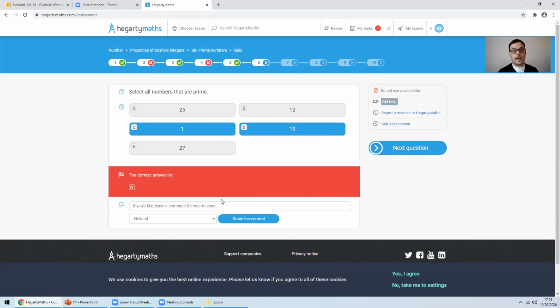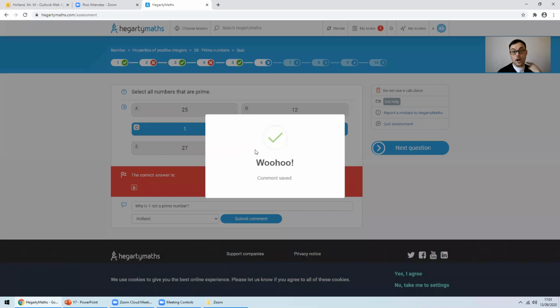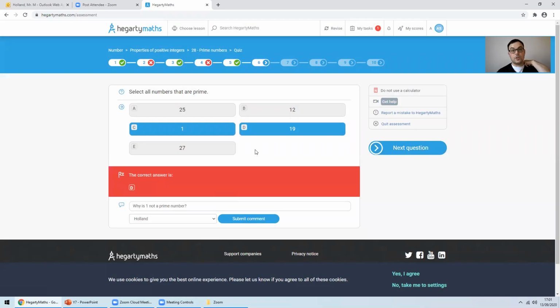So if I were the student now, what I would do probably is I would submit a comment to my teacher saying, why is 1 not a prime number? And then when I log in as the teacher, I'll be able to see that the student has sent me that question, and I'll be able to respond to it as well. So it's a really good back and forth dialogue that students and teachers can have.